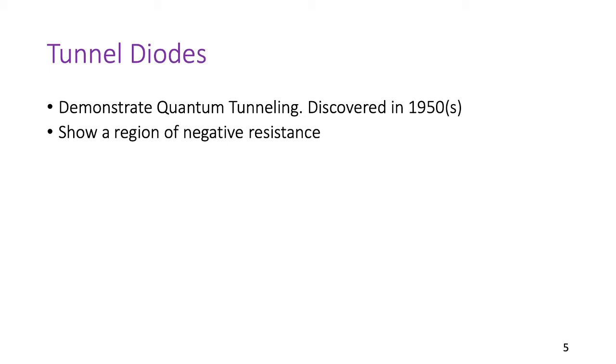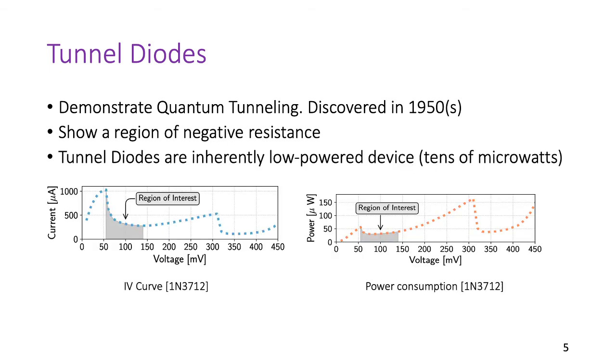What it means is that if you look at the IV curve of the tunnel diode that we use as part of this work, as we increase the voltage, the current across the tunnel diode increases, but after a certain point it drops even though the voltage increases. And this region occurs at tens of millivolts at the peak power consumption of under 1 milliampere for the particular diode that we use, which means that tunnel diodes are inherently low power devices.